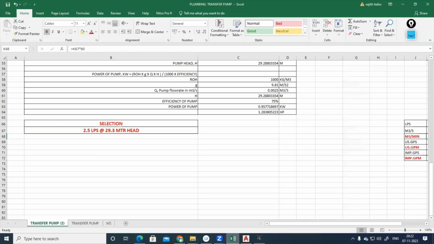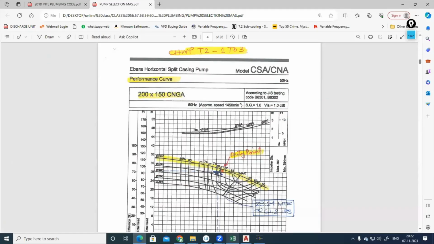But as per our design, if you want to select the machine, we have to send our requirement to the supplier. The supplier will give you the perfect technical model. Whichever manufacturer or supplier is providing the pump will do the selection, but we have to verify it. You should know how to select it, right? So accordingly, you can select your pump and install it.